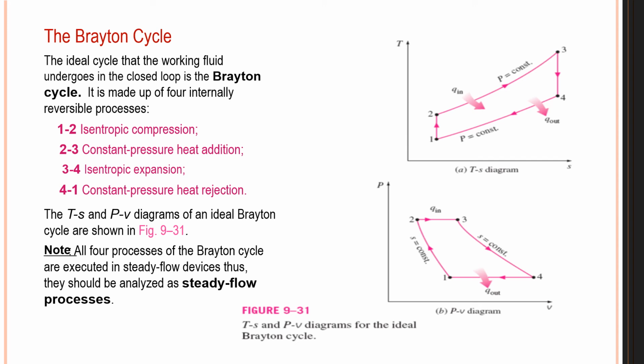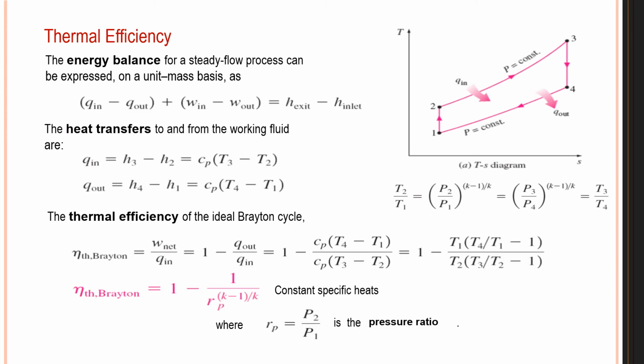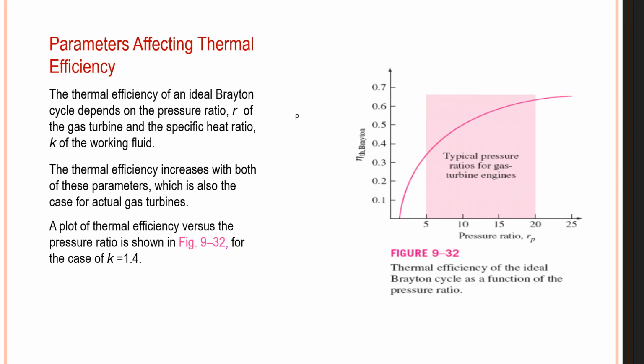The Brayton cycle consists of four thermodynamic processes: isentropic compression, constant pressure heat addition, isentropic expansion, and constant pressure heat rejection. Always, heat addition and heat rejection take place at constant pressure. Expansion and compression are always isentropic. You can easily look at the PV diagram. Efficiency, we know, is output by input. Based on that only, we derive the efficiency.